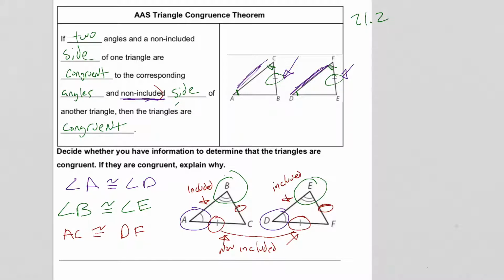Right, and that's one of the conditions. So we have basically an angle, angle, side. So these two triangles are definitely congruent. Triangle ABC is congruent to triangle DEF.